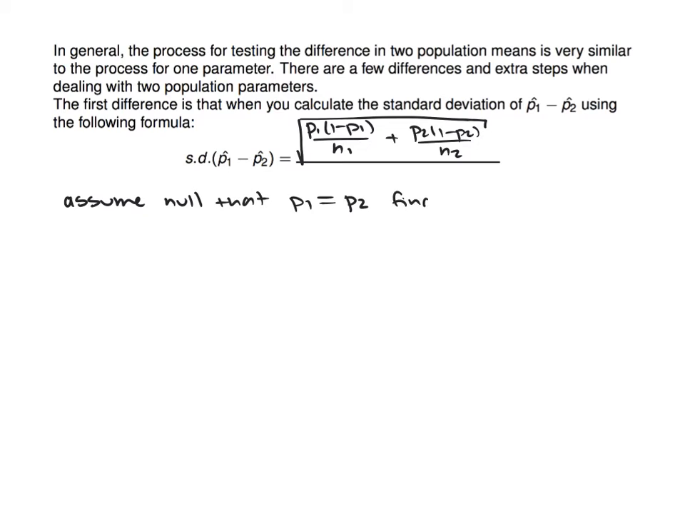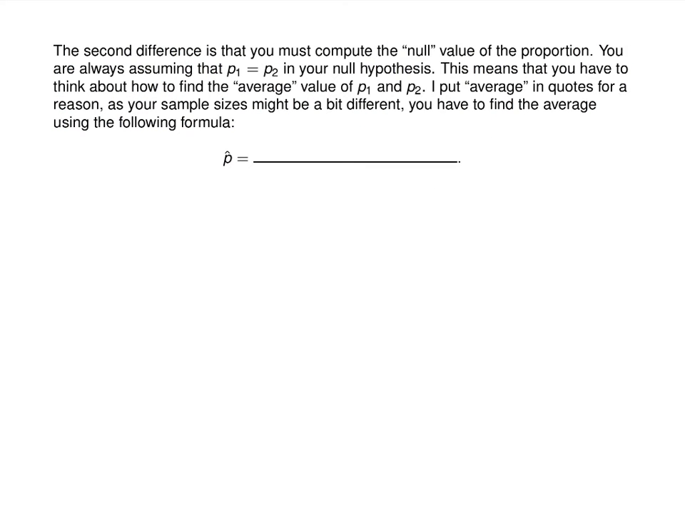So we're going to have to find the sort of, I'll call it the average in quotes, of our P's to put into that formula. And that is the second difference. You have to find the null value of the proportion. So you're always assuming that P1 equals P2 in your null hypothesis. And this means you've got to think about how to find the average value of P1 and P2. And the reason that average is in quotes there is because these sample sizes could be different. So you have to find the average using this following formula that kind of weights for that.